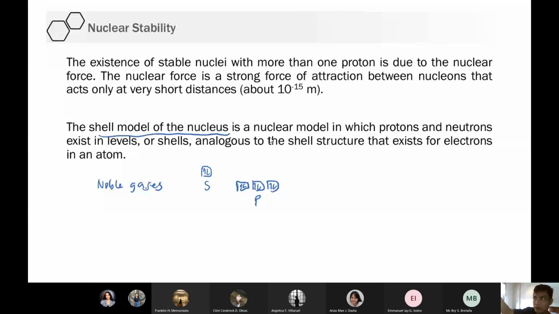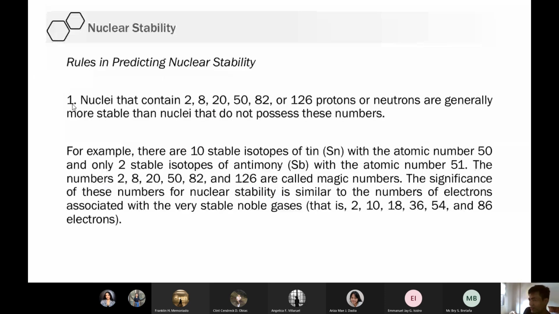Okay? Sabi dito, shell model of nucleus is a nuclear model in which protons and neutrons exist in levels and then they are stable at some number. Okay? So ano yung mga numbers na yon? Ito. Rules in predicting nuclear stability. Number 1, nuclei that contain these numbers of protons or neutrons are generally more stable than others. Okay? So ano meaning niyan? If ganito daw yung number of protons or neutrons mo sa isang atom, then masasabi mo na stable yung atom na yan. Okay? Katumbas to ng sa electron. Kasi for example, helium is 2. Neon is 10 nga lang. Okay?